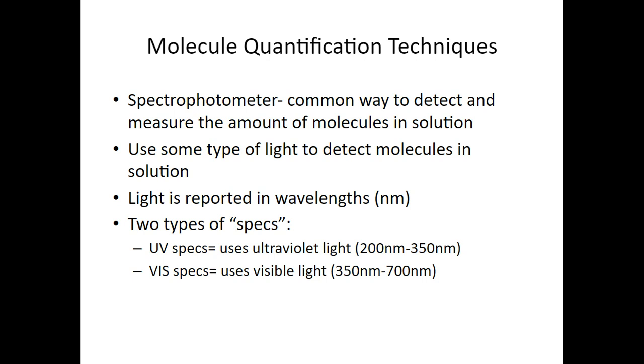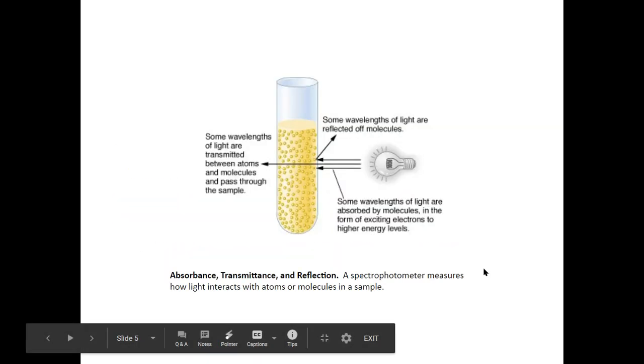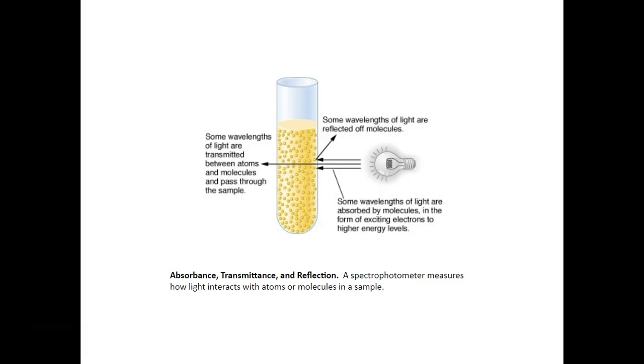That's using visible light in the range of 350 nanometers to 700 nanometers in the electromagnetic spectrum. The UV spec would be using ultraviolet light at the 200 nanometer to 350 nanometer range. And that's for things that you are basically not adding indicators for. They would be colorless. Okay, so here's absorbance, transmittance, and reflection through a little cuvette here of something that has been a colored solution that's been dyed with some kind of indicator.